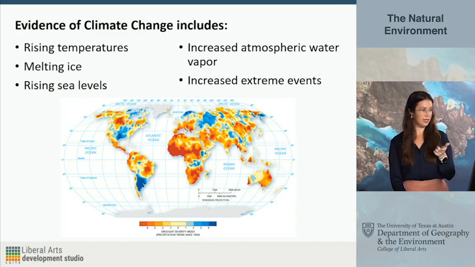We have all of this evidence based on rising temperatures, melting ice, rising sea levels. So the melting ice is both sea and land ice, and especially the land ice lends to the rising sea levels, as does thermal expansion. Then we also have increased atmospheric water vapor, because as temperatures increase, you have increased potential for water uptake into the atmosphere. And then increased extreme events, so things like hurricanes, flooding, blizzards, droughts.